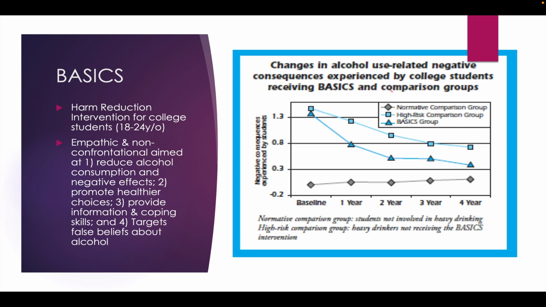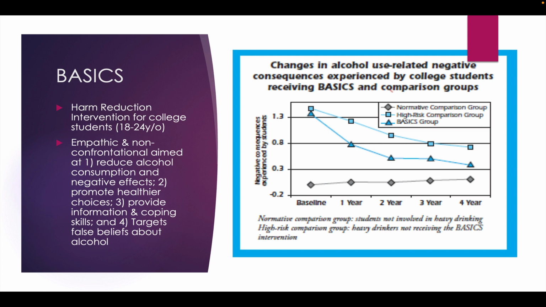As you can see in the graph to the right, it shows the changes in alcohol use related negative consequences as experienced by college students, some that were receiving the BASICS intervention, as well as comparison groups. As we can see with the gray diamond line, these were individuals who didn't really have alcohol use related negative consequences, and they didn't participate in the BASICS intervention. Their negative results kind of stayed the same throughout the years. Then if we look at the blue triangle, those were individuals who did have alcohol use negative consequences and participated in the BASICS intervention.